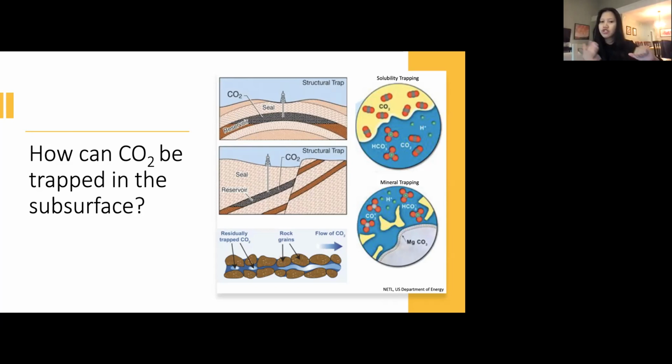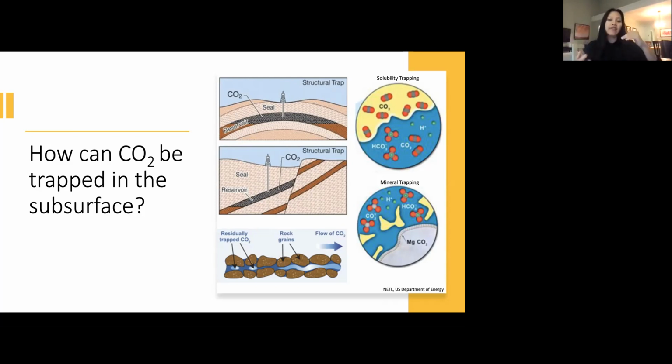You want to inject the CO2 at the reservoir, and then it keeps migrating outwards because of the buoyancy, because of the nature of the CO2 as a gas. And so it will reach the seal, but the seal is very impermeable, so there's not enough capillary pressure for the CO2 to go through the seal, and so it's just being structurally trapped.